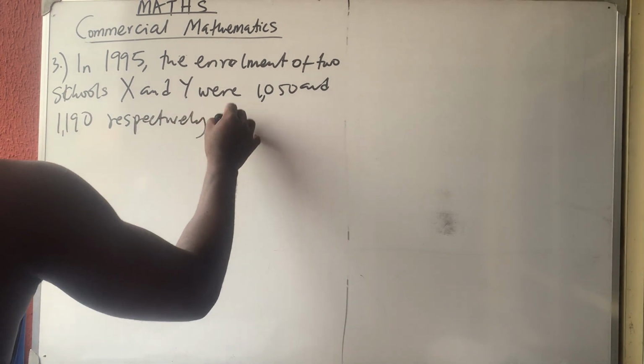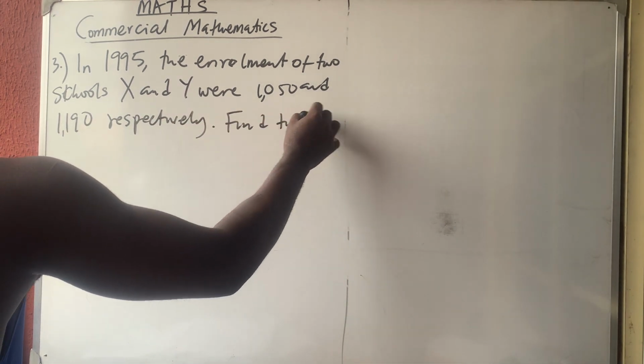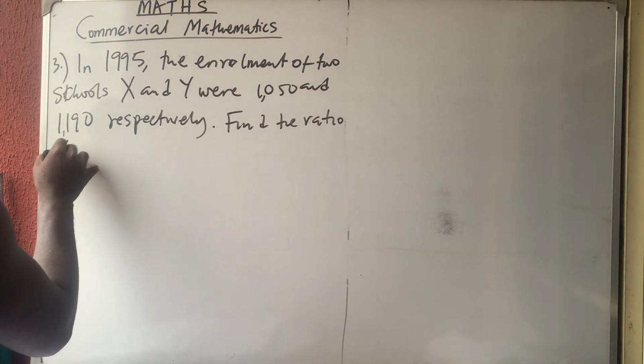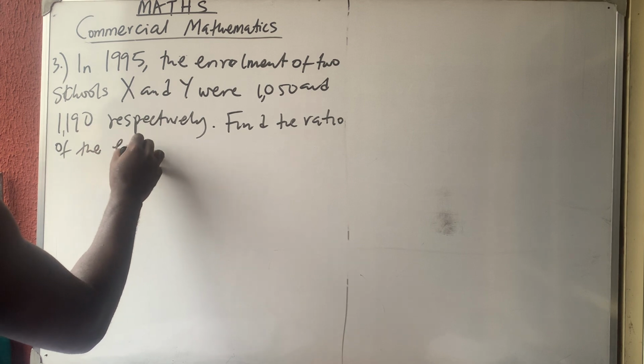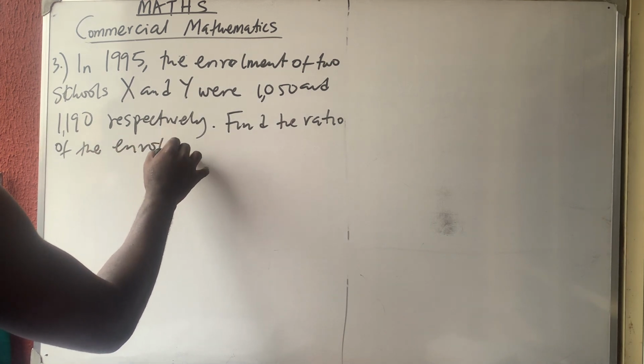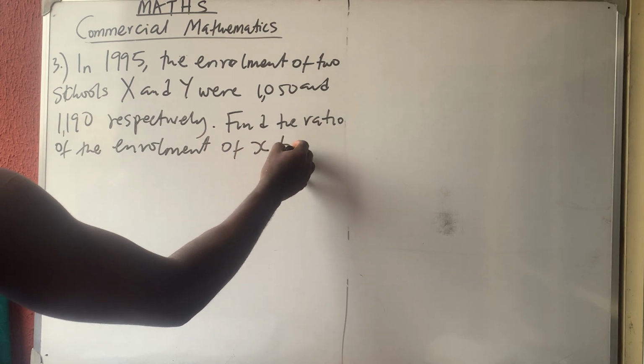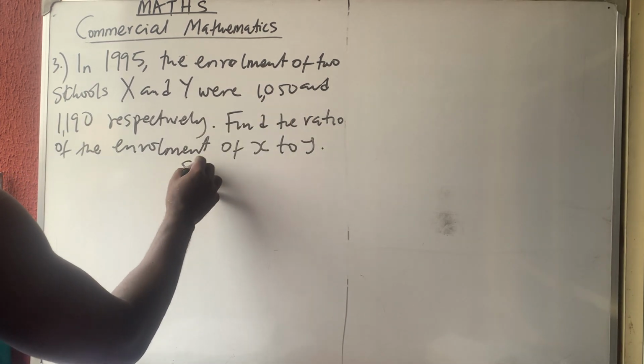Okay, then find the ratio of the enrollment of X to Y. All right, solution.